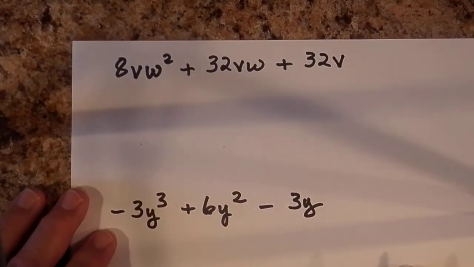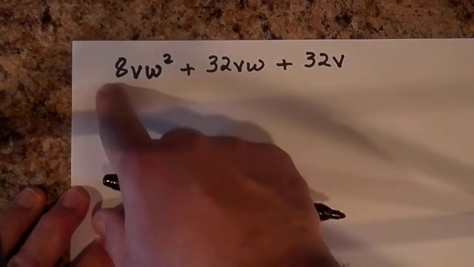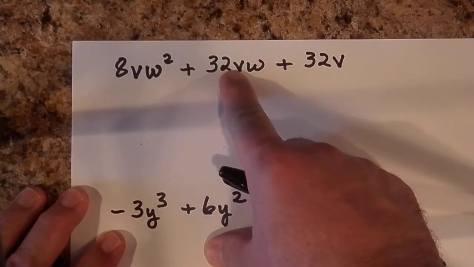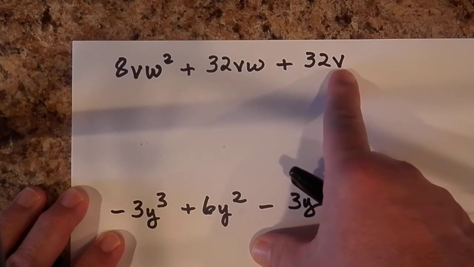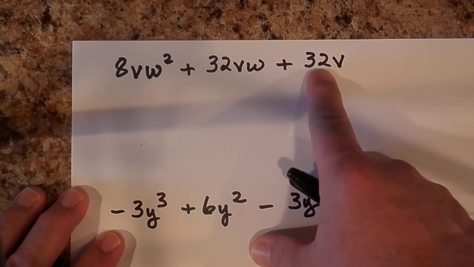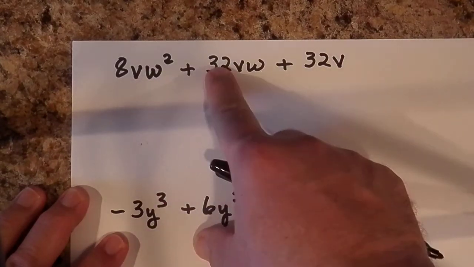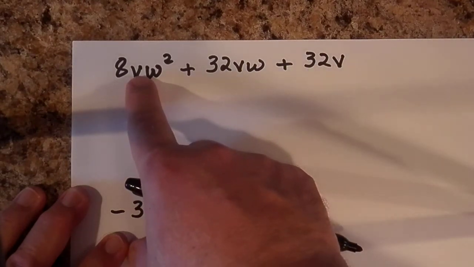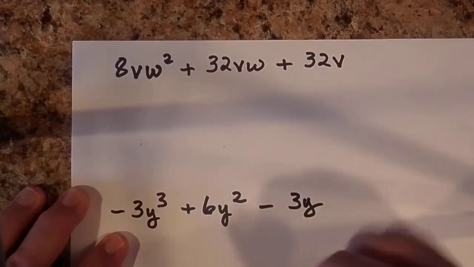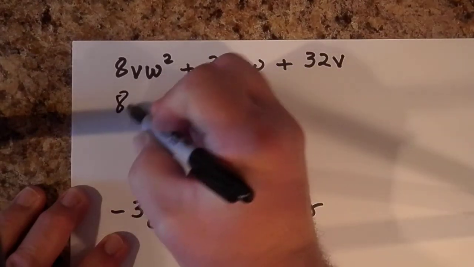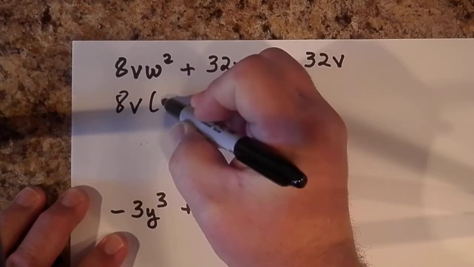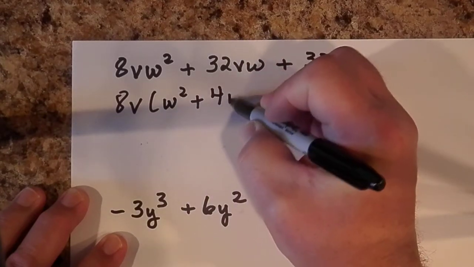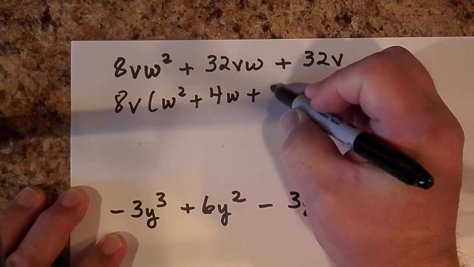It looks similar to that other one because I've got 8vw squared plus 32vw plus 32v. And again, 32 is 8 times 4. So each of these has a common 8. But you can also see that each has a common v. So let's take out the 8v, and that leaves w squared plus 4w plus 4.